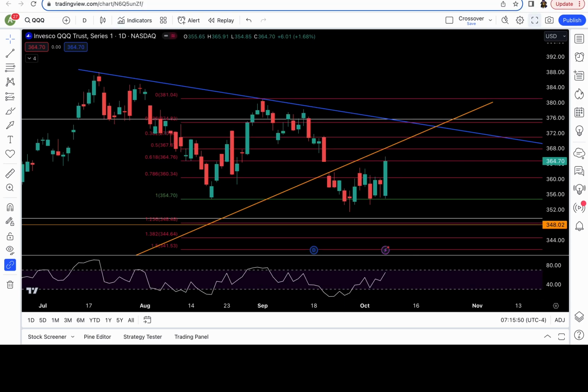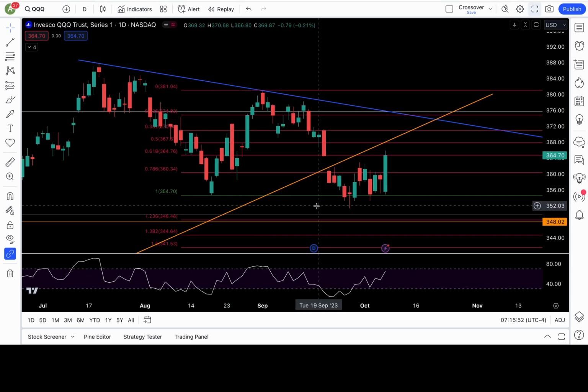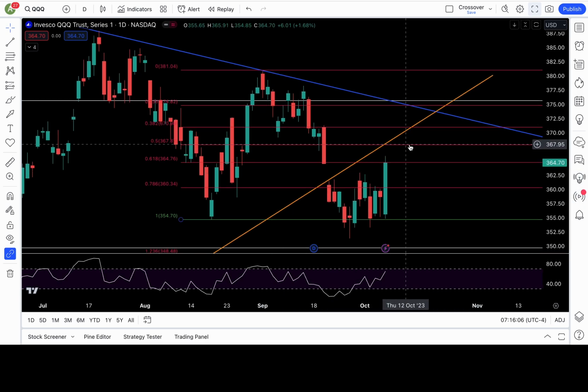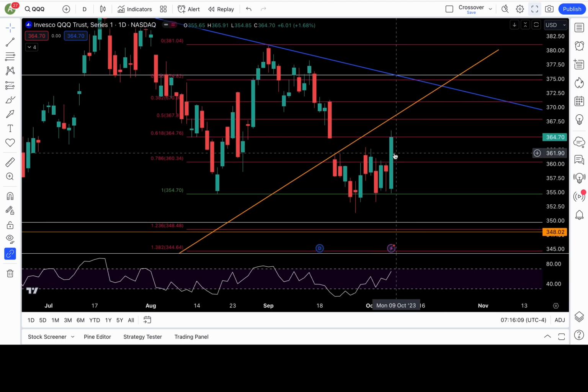Now, moving on to Triple Q. Big body green candle bounce off that 354.7 support level. Holy moly. Even cleared the 360.5 to 361 zone that I have as my 78.6 fib level. And we closed just below my 61.8 fib level around 365. Didn't quite get the breakout, but can we get the breakout? If we do, then the rally continues above 365.